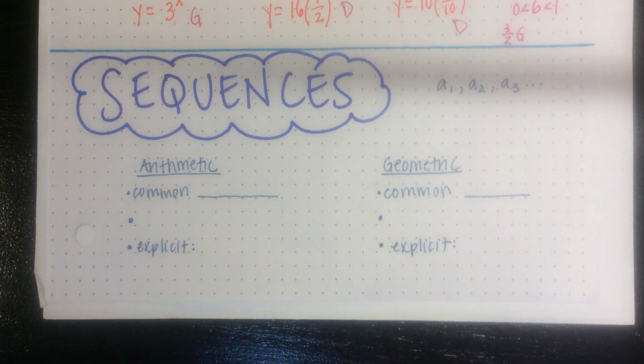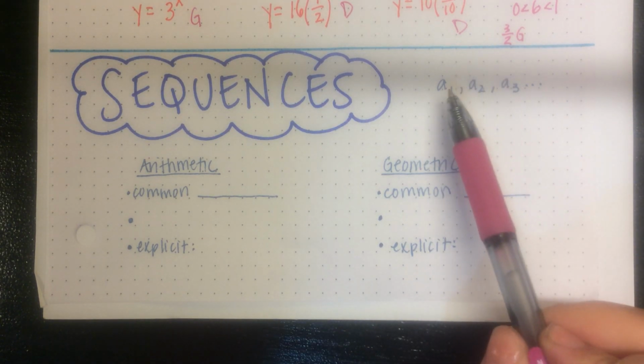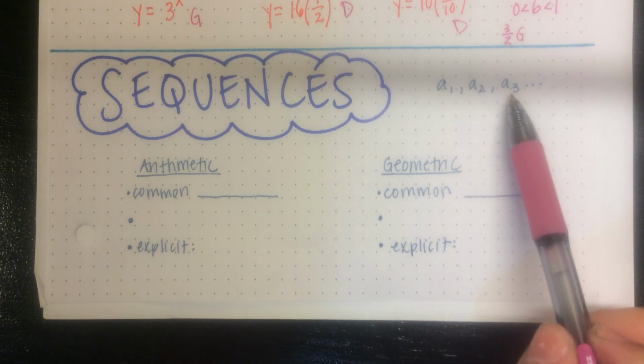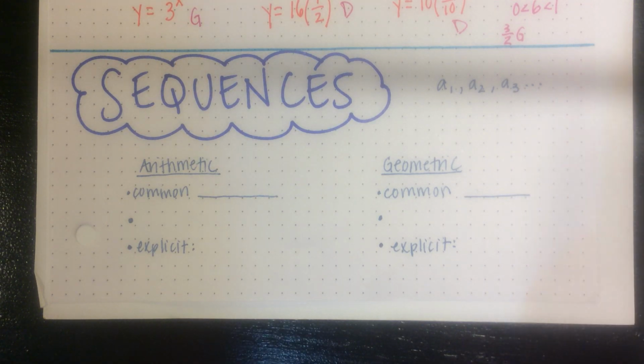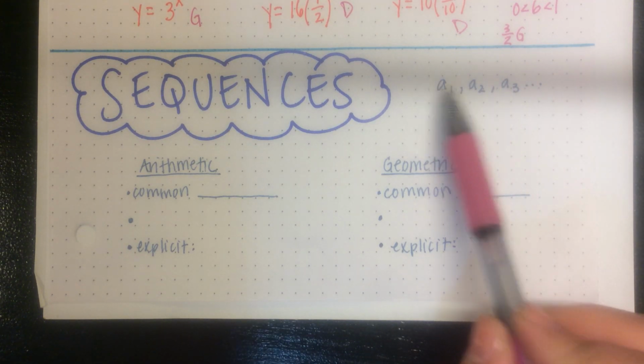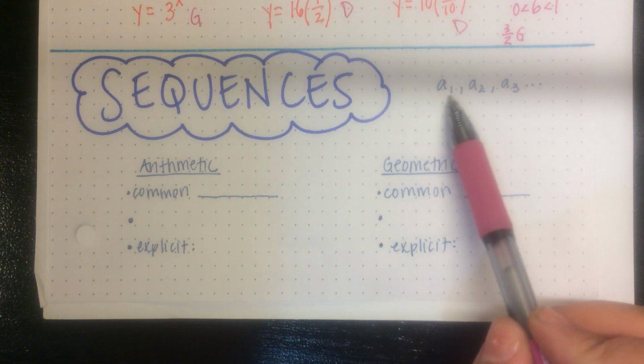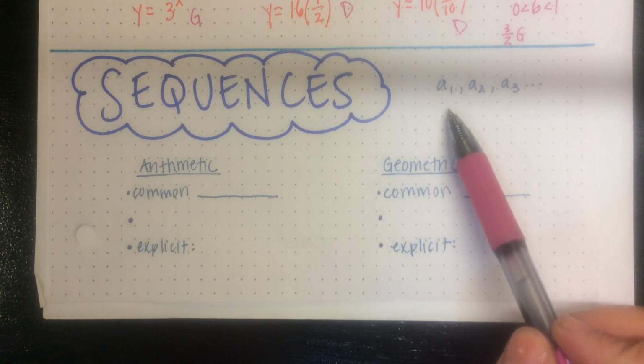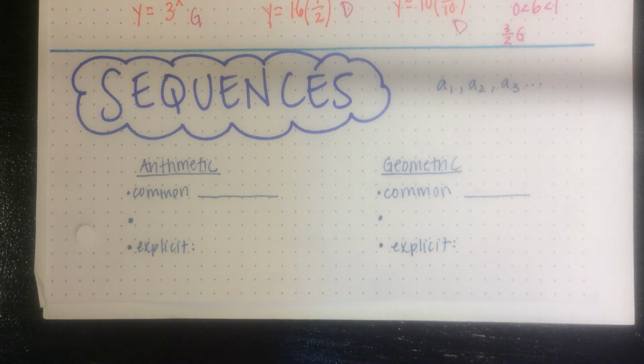Now we're going to move into sequences. So sequences is you're really just looking at patterns. It's patterns that come in order. So here we have A sub 1, A sub 2, A sub 3, then A sub 4, A sub 5. And these are actually naming the term. So if your first term, we usually call A sub 1, right? Your second one A sub 2, and so on. We have two types of sequences. We have arithmetic and geometric.